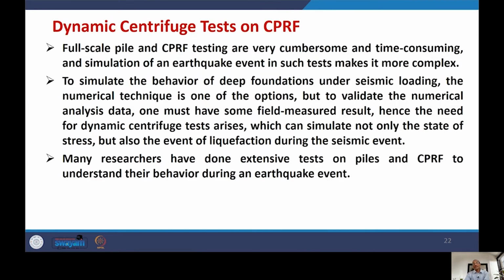Full-scale pile and CPRF testing are very cumbersome and time-consuming, and simulation of an earthquake event in such a test makes it more complex. Therefore, to simulate the behavior of deep foundations under seismic loading, the numerical technique is one of the options, but to validate the numerical analysis data, one must have some field measured results. Hence, the need for dynamic centrifuge tests arises, which can simulate not only the state of stress, but also the event of liquefaction during the seismic event. Many researchers have done extensive tests on piles and CPRF to understand their behavior during an earthquake event.